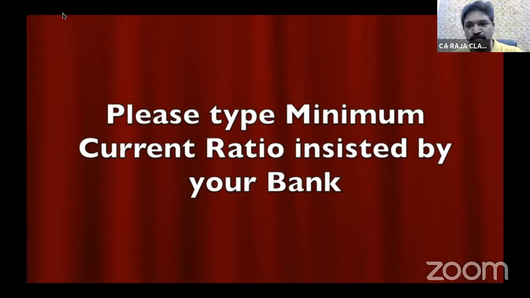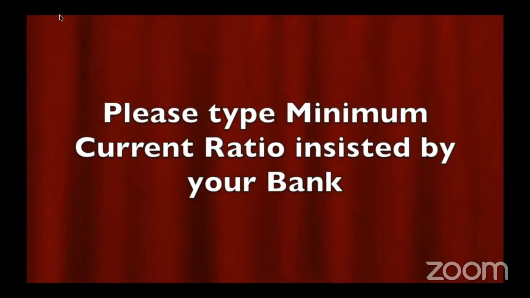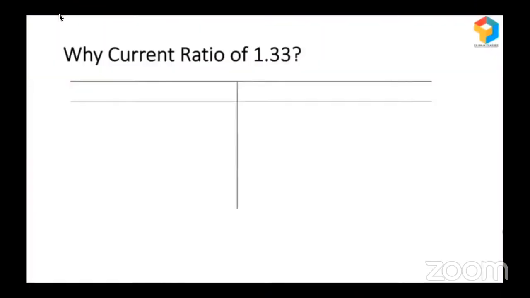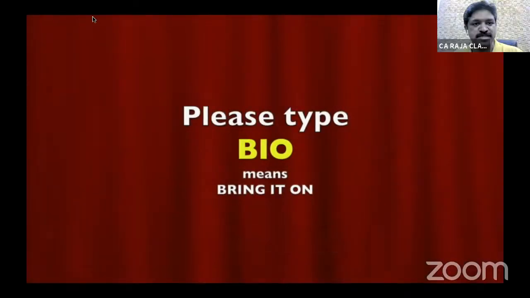And I could see many of you have commented on the current ratio. Shall I take a couple of minutes to explain the logic behind a minimum current ratio of 1.33? Why banks are insisting on a minimum current ratio of 1.33? Shall I explain? Can you all just type BIO?